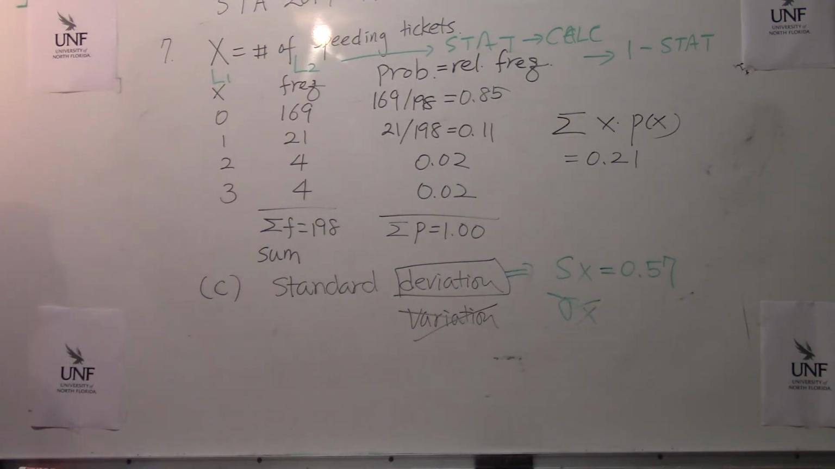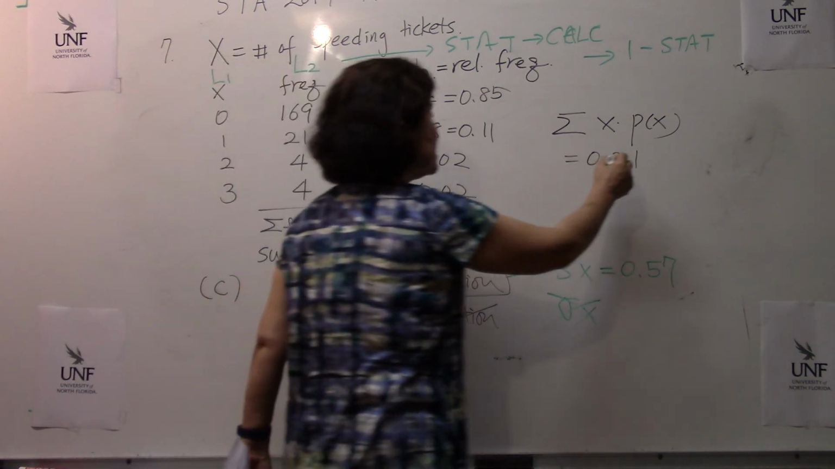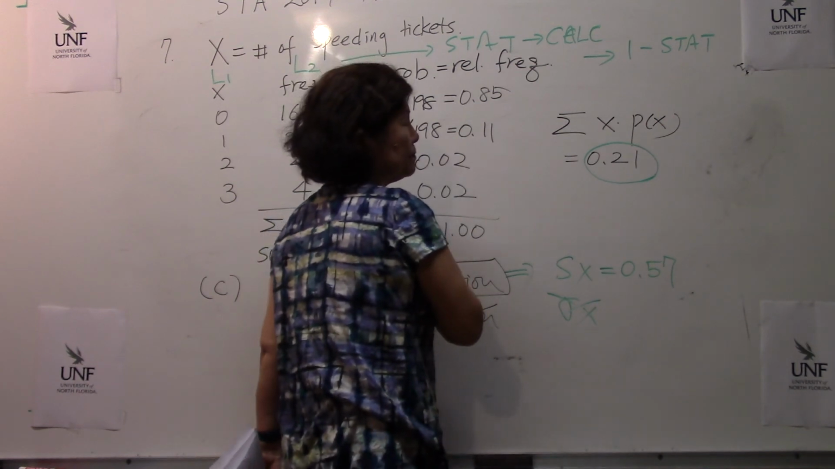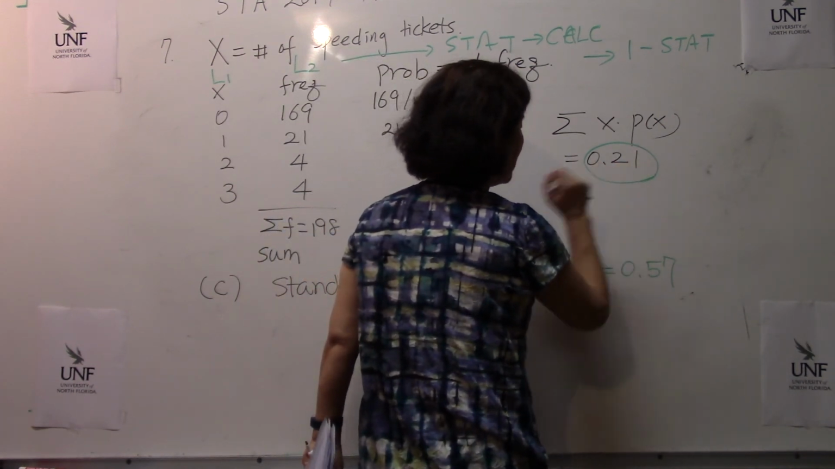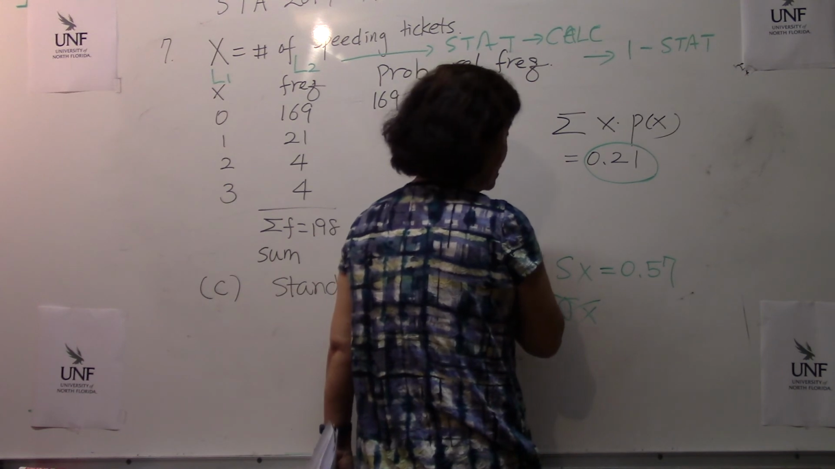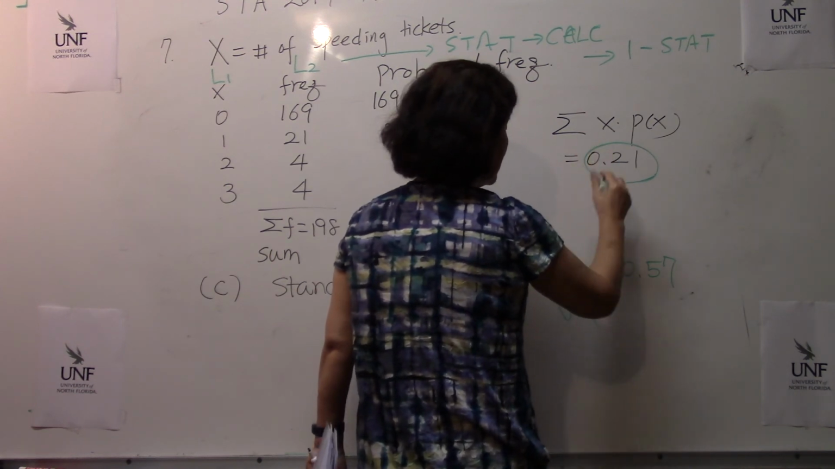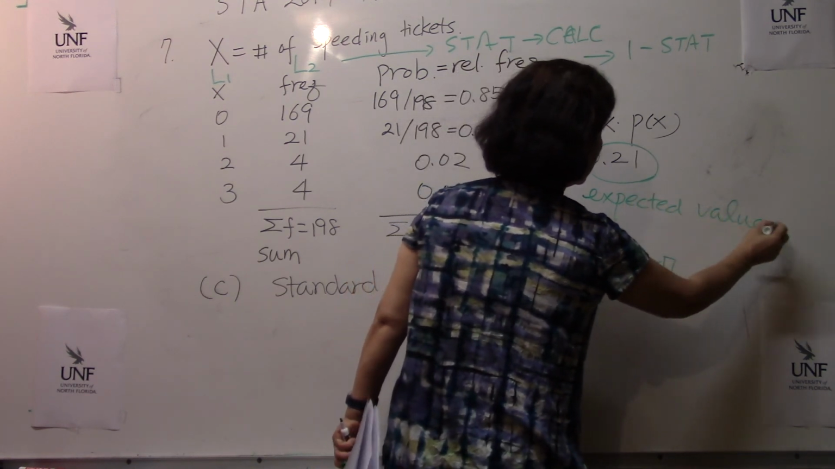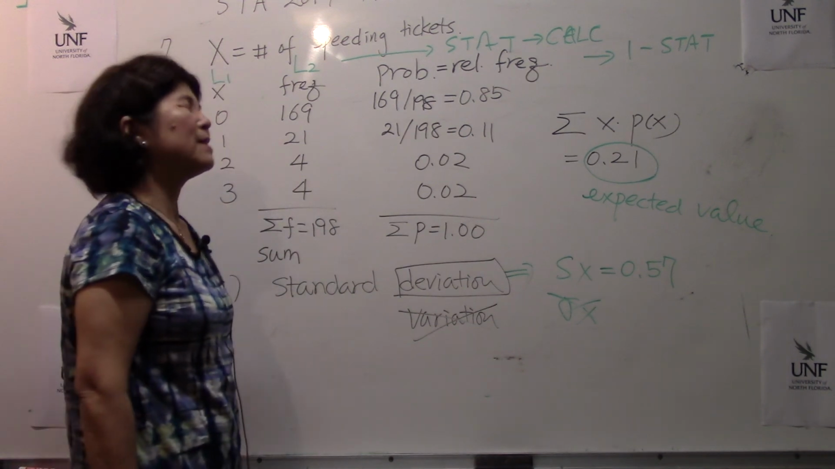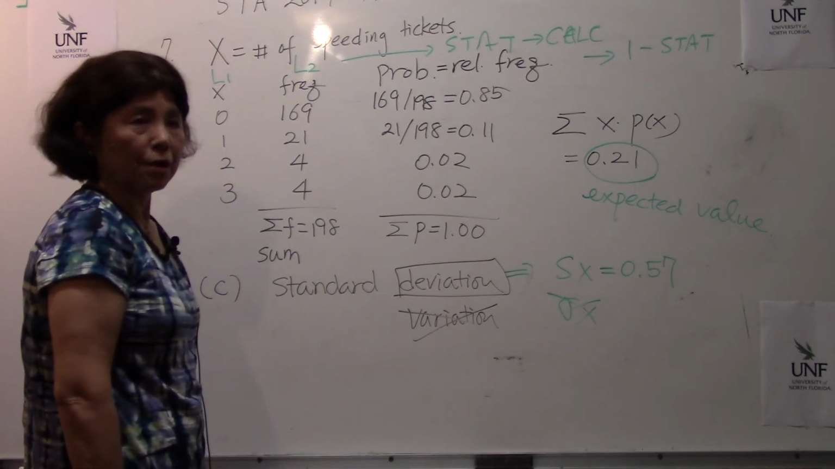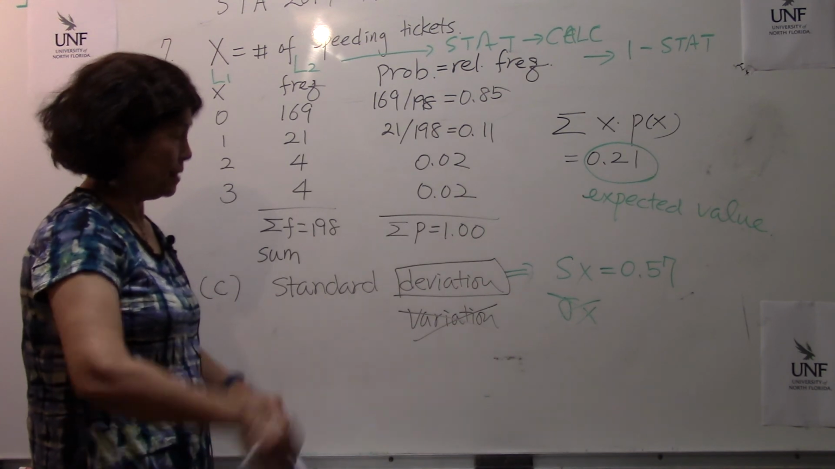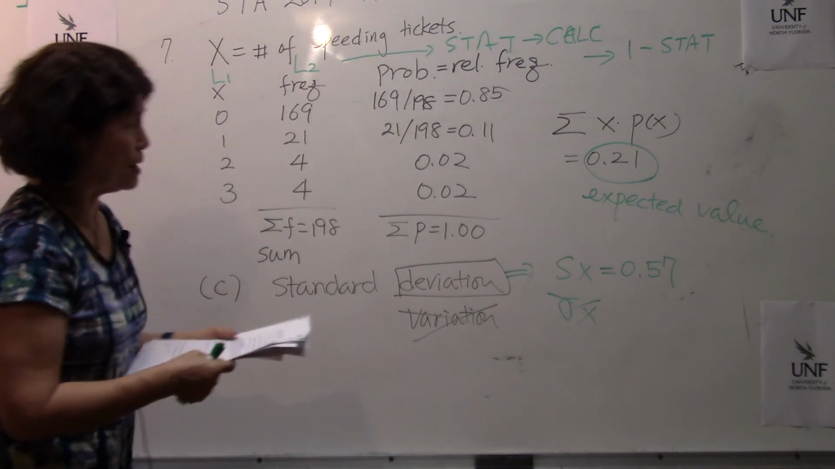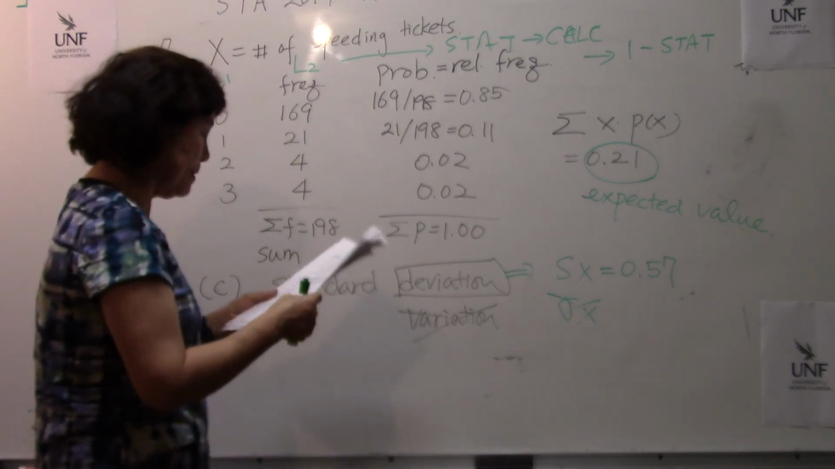So in short, how do you understand this? The mean of this random variable, the number of speeding tickets, is 0.21. So what does that mean? Well, yes, this is the expected value. You expect 0.2 tickets per year. That's how you understand it. So sooner or later you are going to get one. That's what it suggests actually.